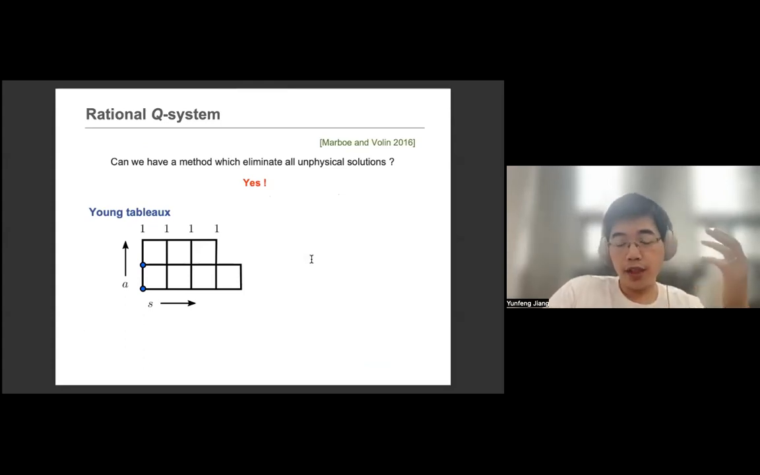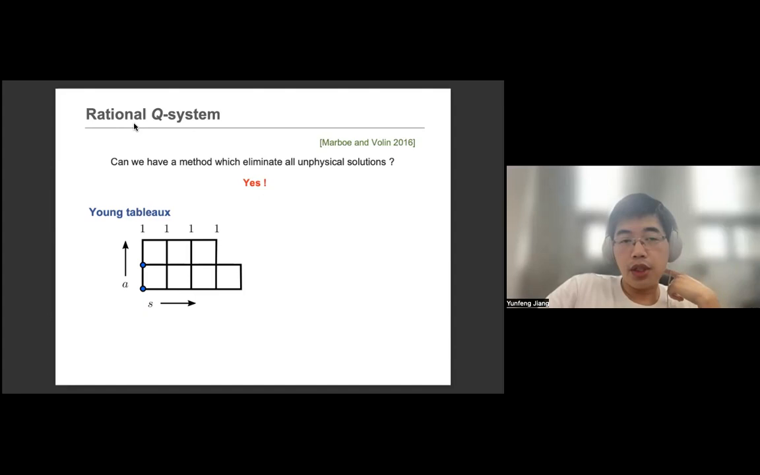So I know that Bethe ansatz is complete. I can get all the eigenstates in this way. And I know what kind of solutions are not good, but then is there some better or smarter method which allows me to just get the physical solutions? I don't want the unphysical junk. So is there such a method? And the answer is yes.